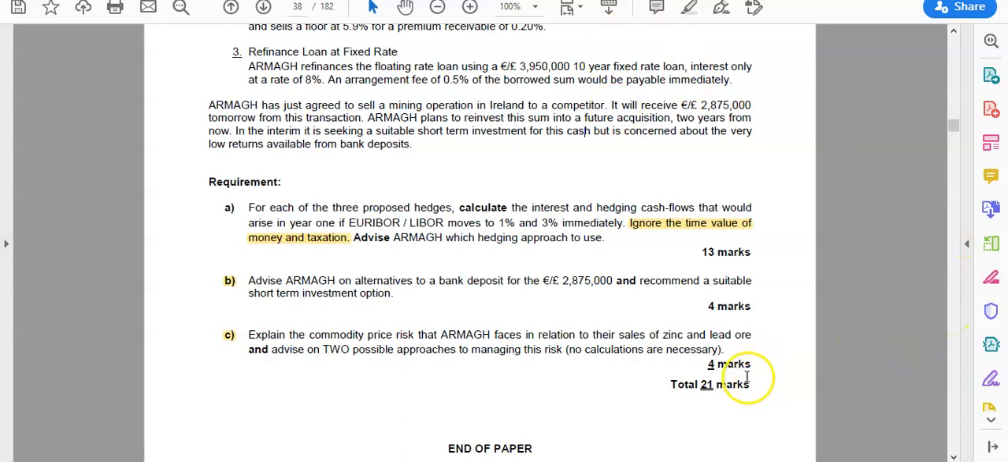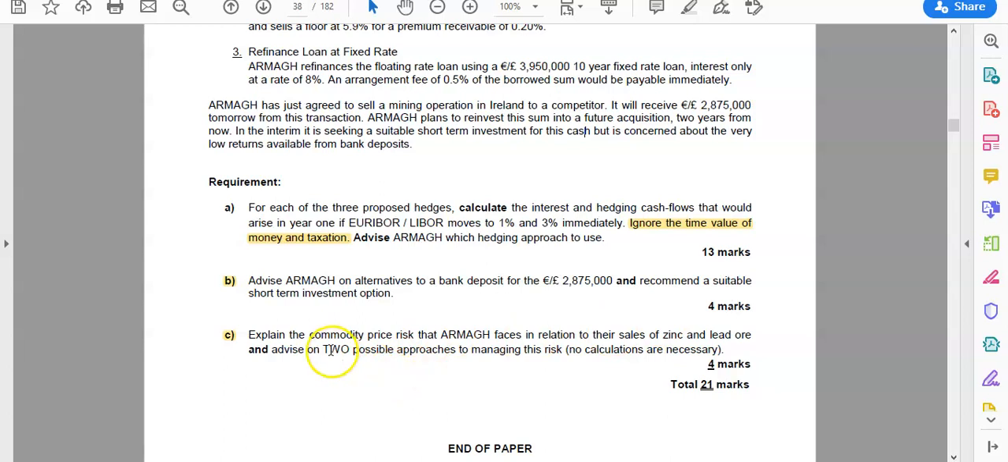Finally then for another 4 marks, and I said both B and C really should be done at the outset to get your easy low-hanging narrative marks. Explain the commodity price risk. So we've talked about foreign exchange risk in finance session 7 and interest rate risk in session 8.